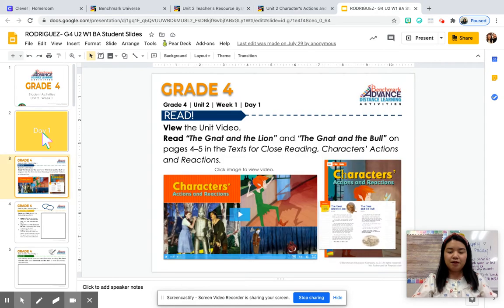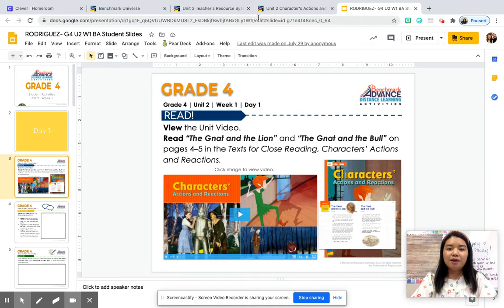Day 1 for this week, we will be reading The Gnat and the Lion and The Gnat and the Bull to analyze character. Good readers always know that to understand a story better, you need to understand the story's characters. In this unit, we'll be reading fairy tales, fables, and fantasies to look at what types of characters there are and how their actions and reactions can let you know more about them and also about the text itself, okay?